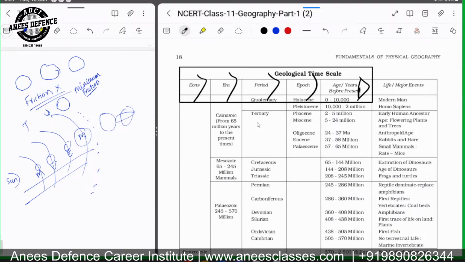So many ages will come together to form an epoch, and many epochs will come together to form a period, and many periods will come together to form an era, and many eras will come together to form an eon. So you need to remember this, that eon is greater than era is greater than period is greater than epoch. How you are going to remember, I don't know, but I will suggest you to write it down and remember this.